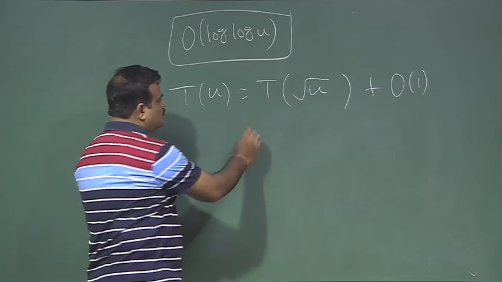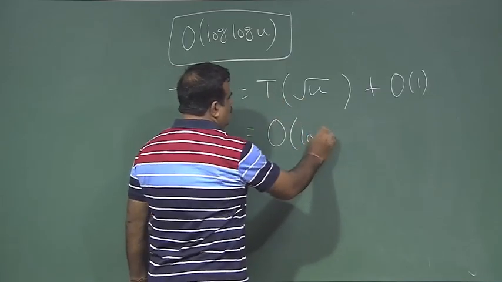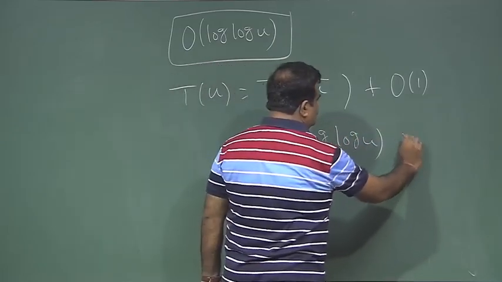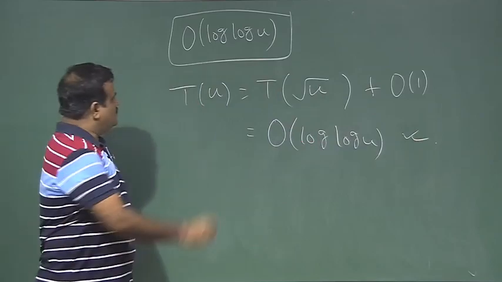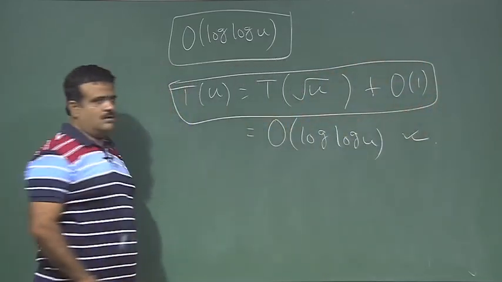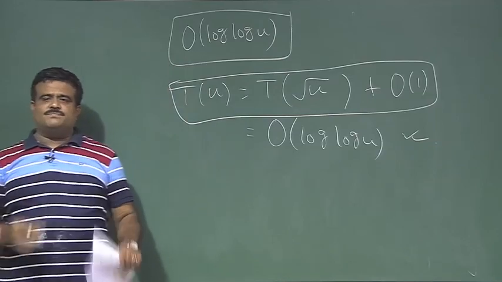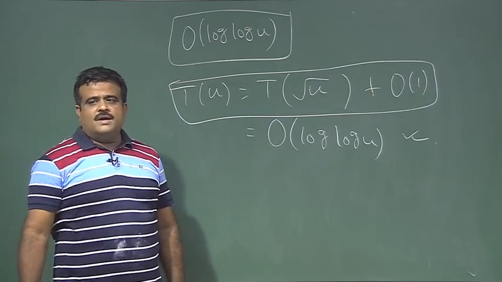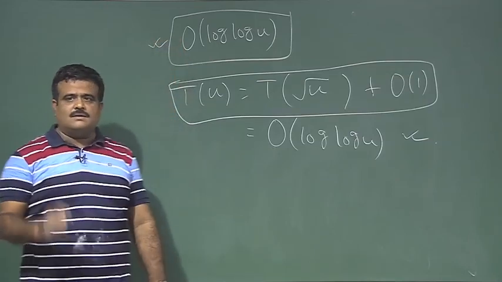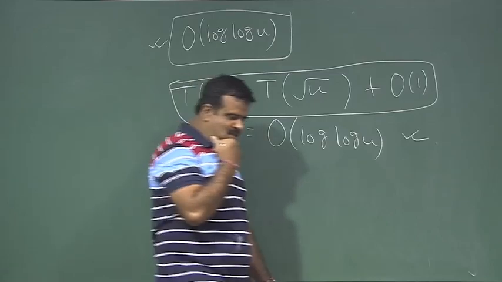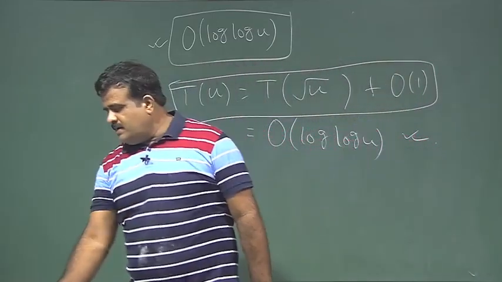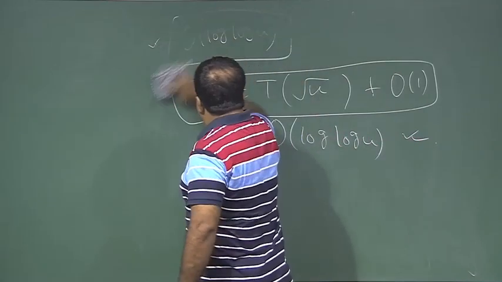So, this will give us the solution order of log u by master method. So, you can easily check this. So, this recurrence has the solution order of log u. So, somehow we need to achieve this recurrence in order to get this time complexity. So, that is the goal, and this is the data structure which was invented by Peter van Emde Boas.